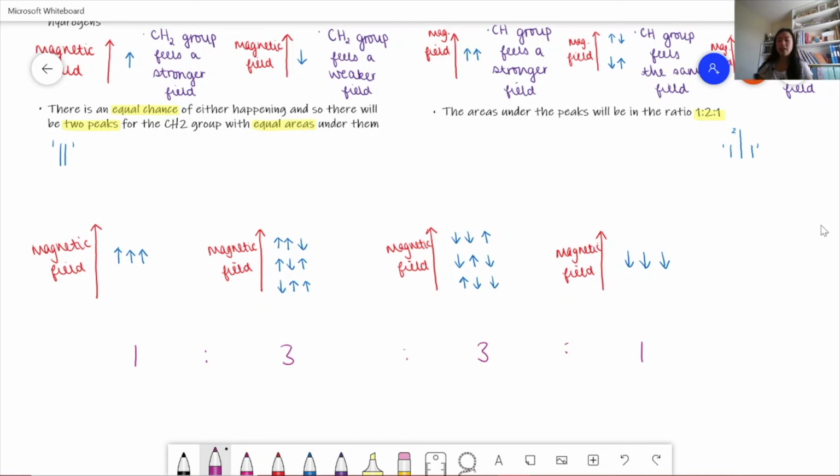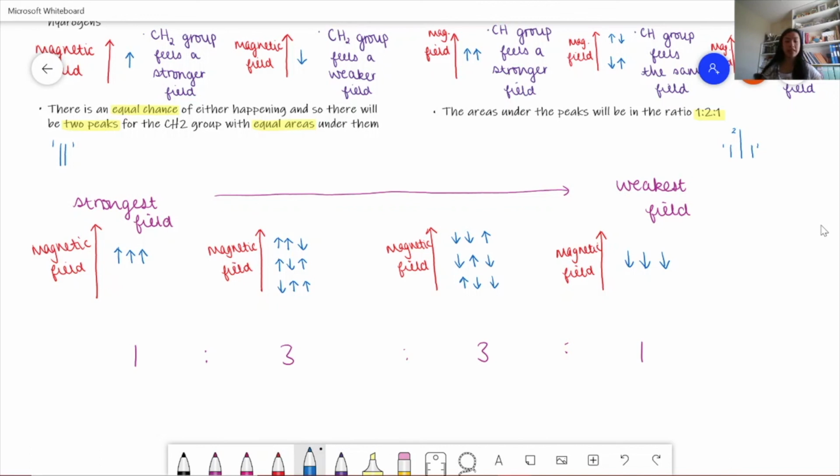So this one on the left will make the adjacent hydrogens feel the strongest field. And then going down, this one would create the weakest field. So that's why a quartet peak will look like this. It'll be in the ratio of 1 to 3 to 3 and then to 1.